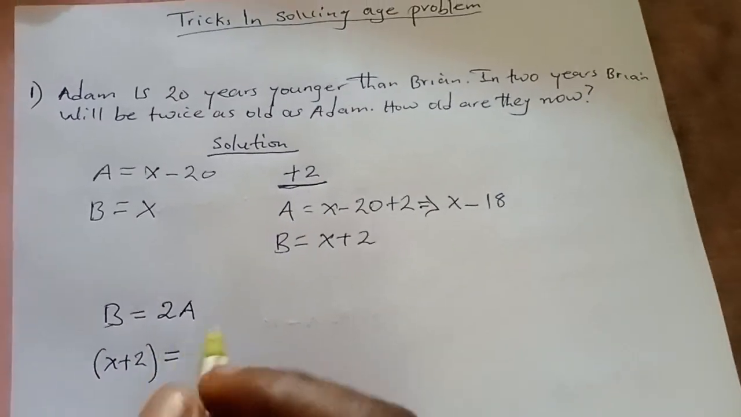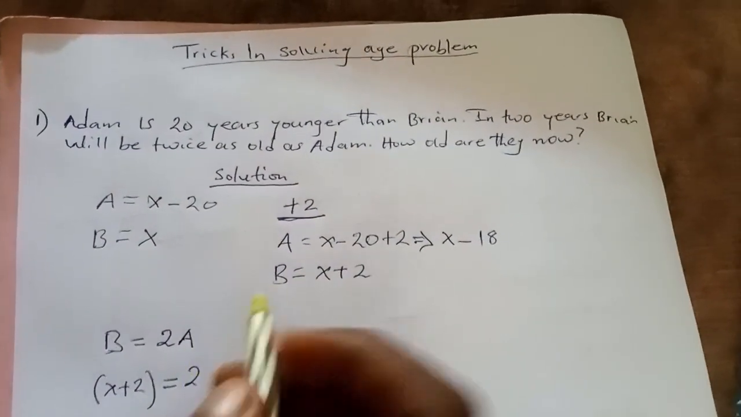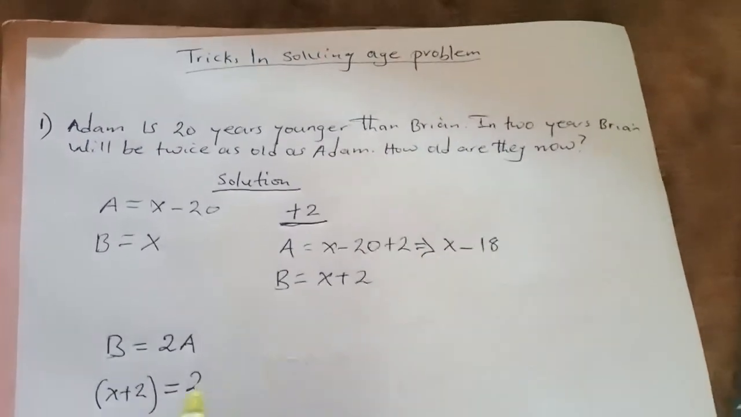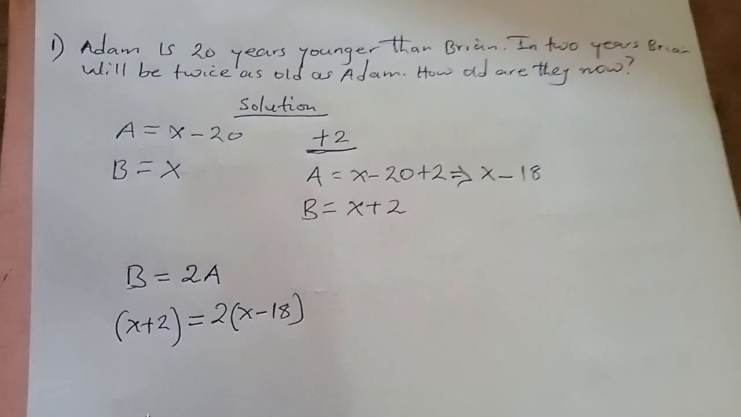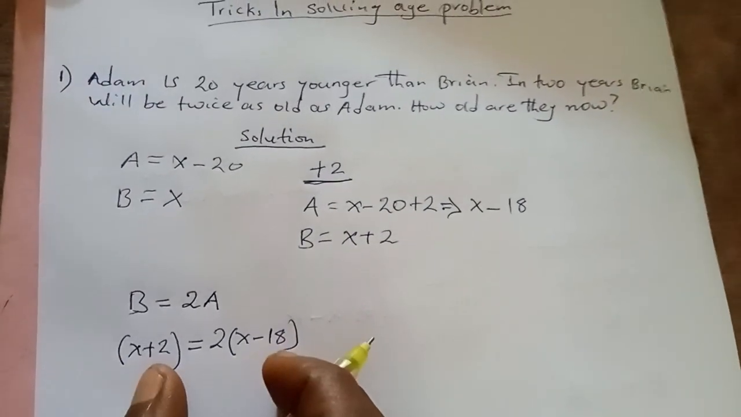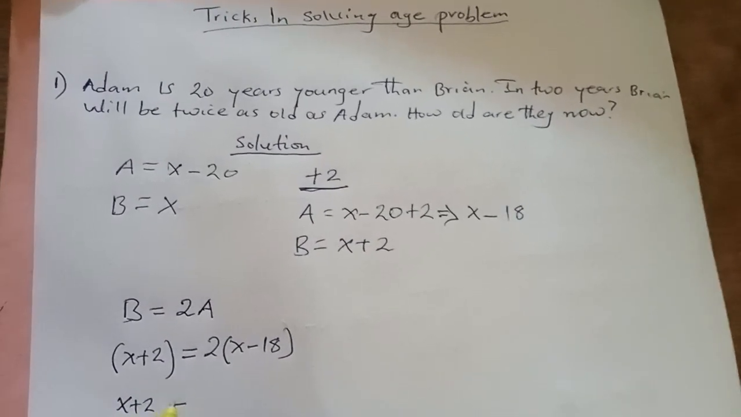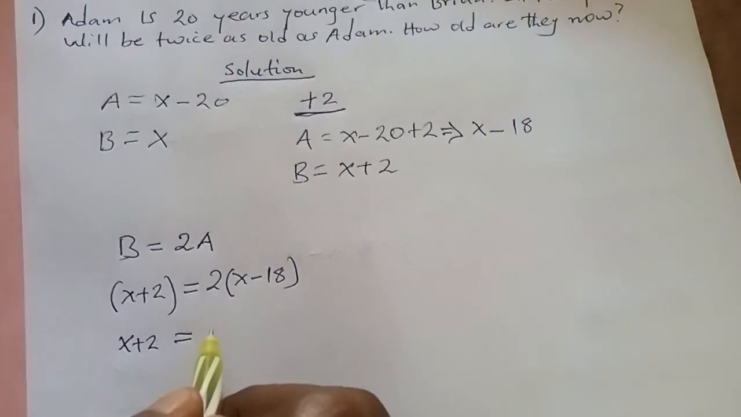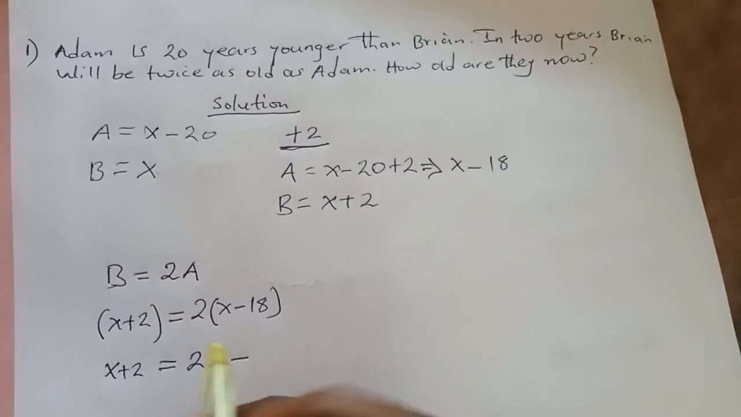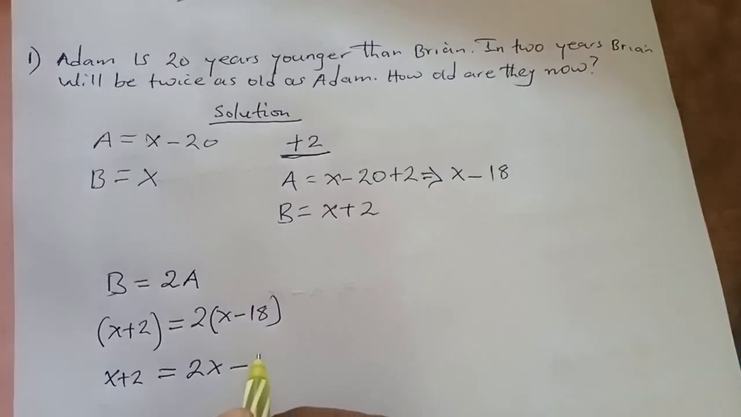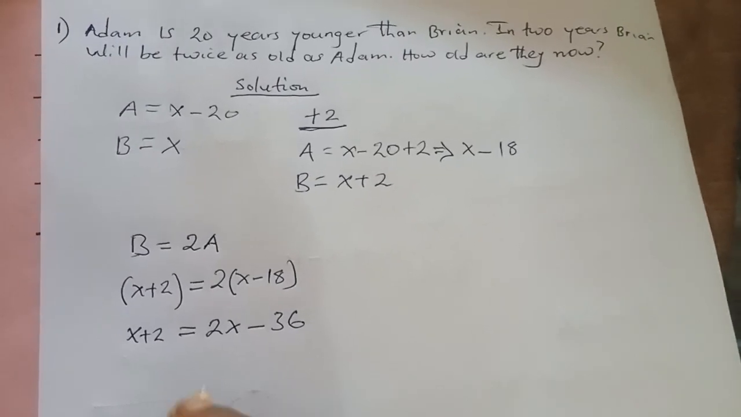Equal. Now we have 2 times Adam. The equation for Adam is X minus 18, right? Since we have this, we can further simplify. We say x plus 2 equals, multiply 2 by everything in here. We have 2x minus, now if we multiply 2 times 18, we have 36, right?